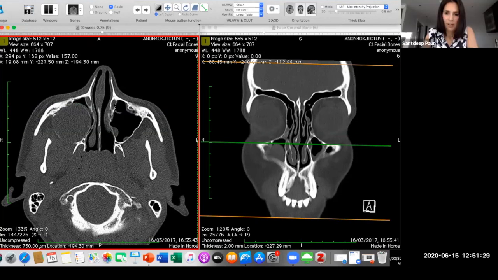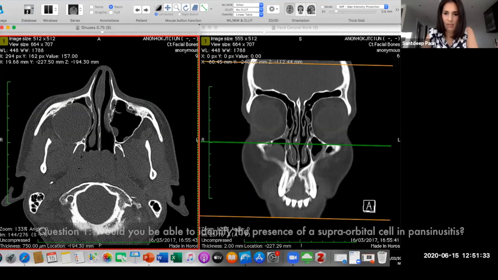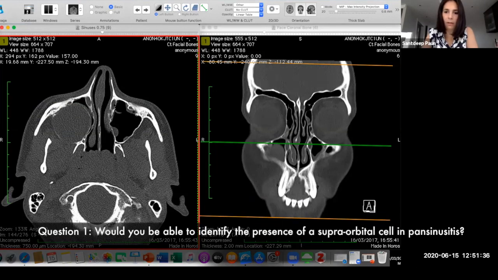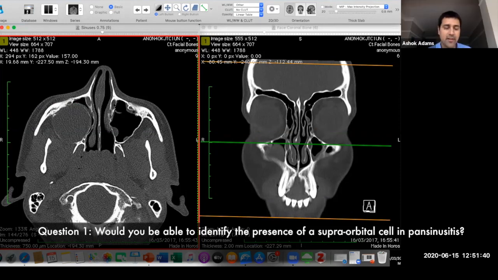Thank you. I think this is our last question. So in pansinusitis, will you be able to identify the presence of a supraorbital cell? That's difficult. The reason why is, when you've got a complete pansinusitis, often your thin bony landmarks go, so then it becomes really difficult. Let me just pull up a sinus that's full of gunk.